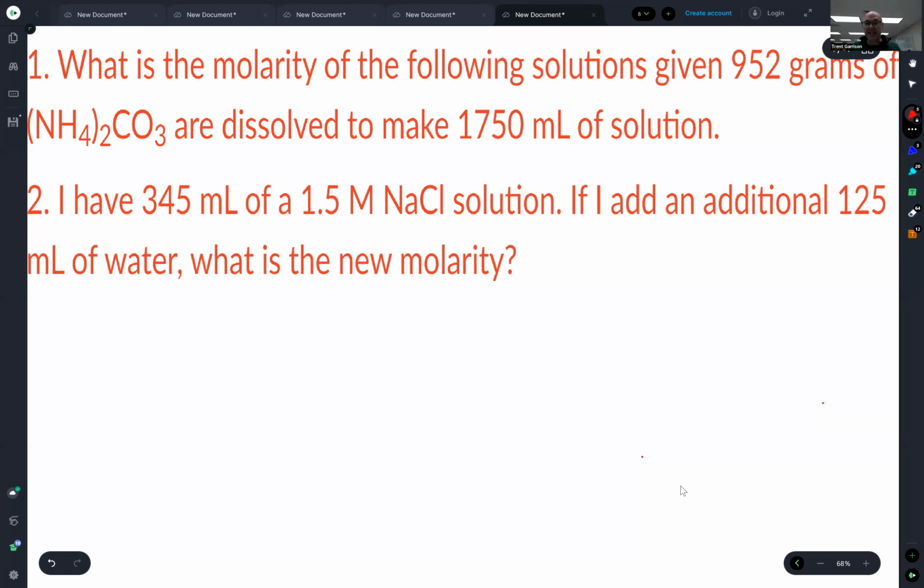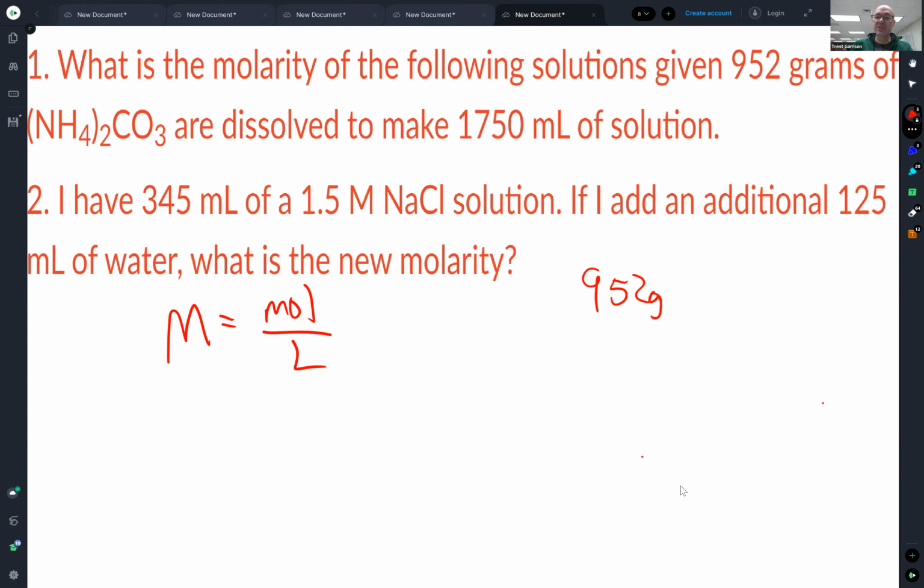Share my screen, and let's see if we can solve this problem really quick here. Okay, so what we've got, molarity. Molarity is a formula we just learned today, which is moles divided by liters. Well, in this problem, we have 952 grams. That's not moles.